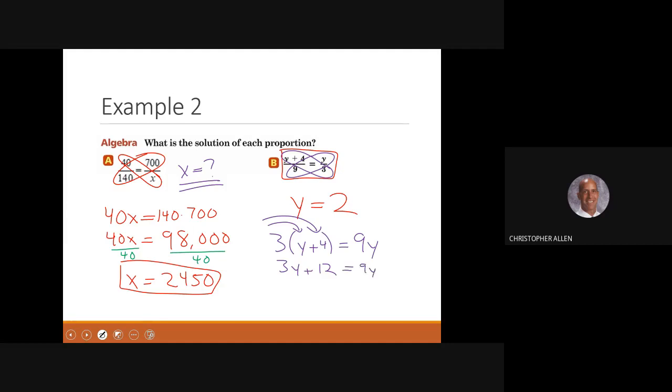That's going to be equal to 9y. So then I would subtract 3y. That would give me 6y equals 12. And so you can clearly see that y is equal to 2. Nice job, Jennifer. That's a good question. And you got it. So any comments or questions on the cross product property? Pretty straightforward. And again, I think most of you are familiar with that. I hope you're familiar with it now.